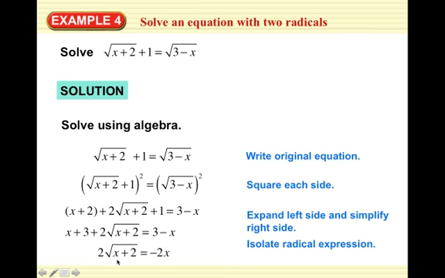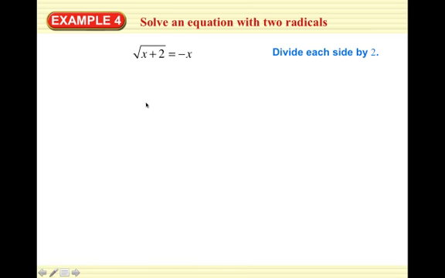And that's going to give us 2 times the square root of x plus 2 equals -2x. Again, because the 3 zeroed out, and then when I subtracted this x over, -x plus another -x, it gives us -2x. We almost had this radical expression isolated, the square root of x plus 2. We just need to divide both sides by 2. So we get square root of x plus 2 equals -x. So now we're ready to get rid of this square root sign. We're going to do that by squaring both sides.